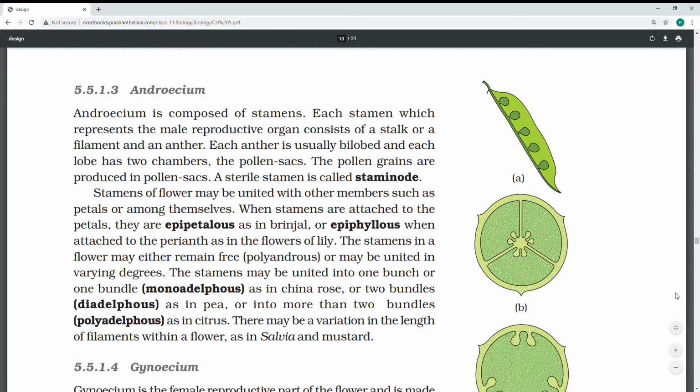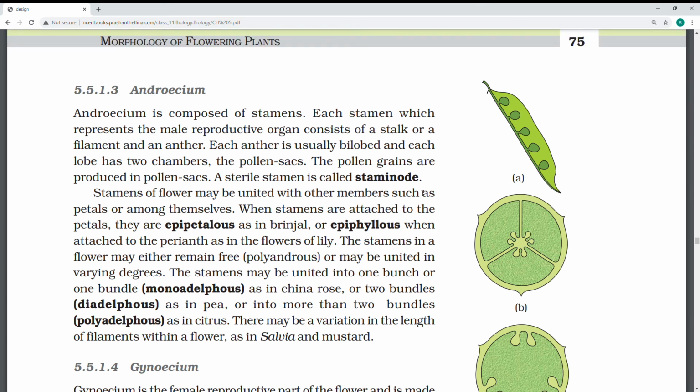Each stamen, if you see, they have given a sterile stamen which is not useful for the flower to become fruit or seed. The sterile stamen which is useless is called staminode. Depending on the arrangement, they have given monadelphous, didelphous, polydelphous. See the examples for monadelphous, which are in one bunch, as I have explained already.